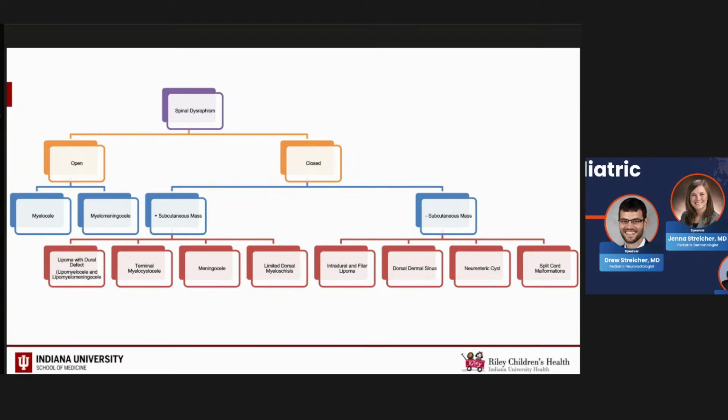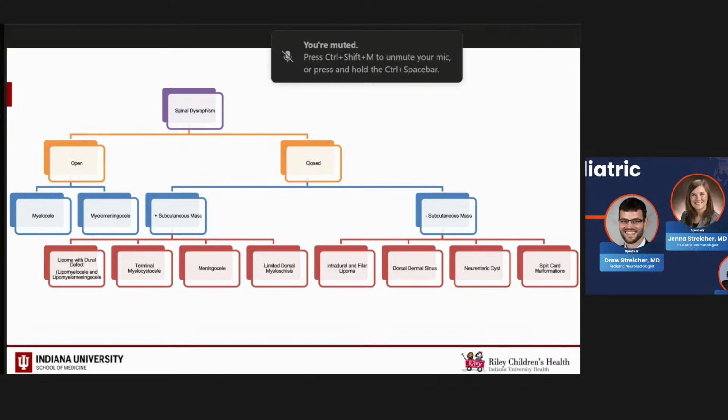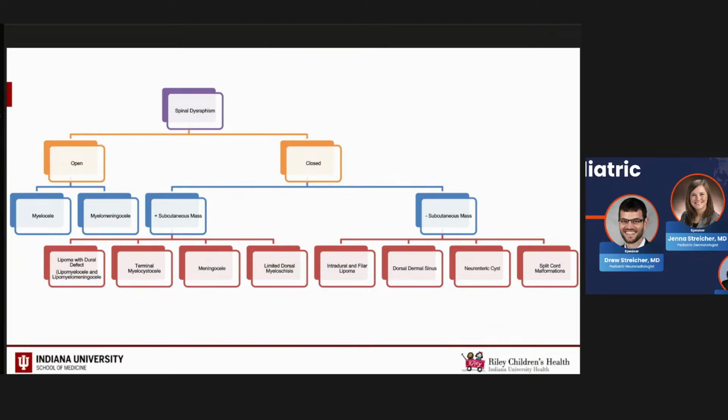There's also an entity called limited dorsal myeloschisis, which is quite rare. We won't cover that today. And then if there's not a subcutaneous mass, some other conditions that we can see are just an intradural or filar lipoma, or just that fatty infiltration of the filum that we see quite frequently. Dorsal dermal sinus tracts, neuroenteric cysts, and split cord malformations. So very heterogeneous group of disorders. We're going to cover just a few, just for the sake of time.